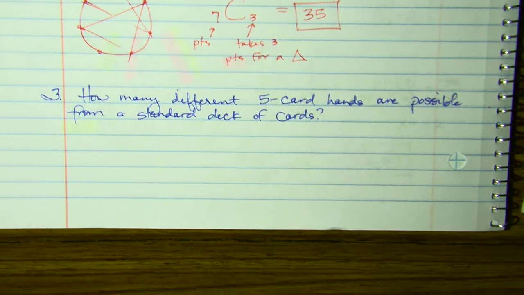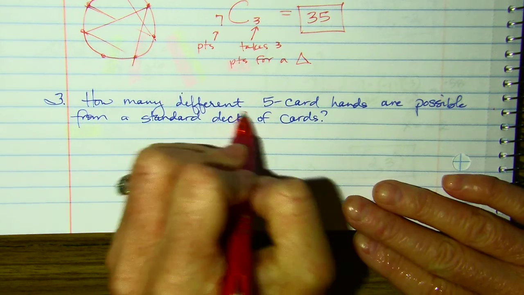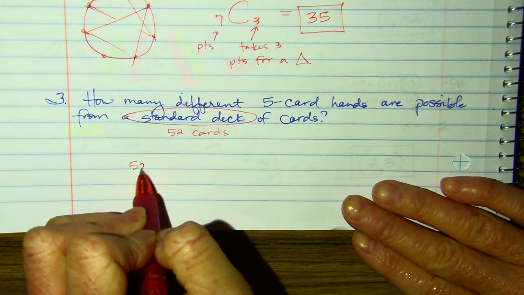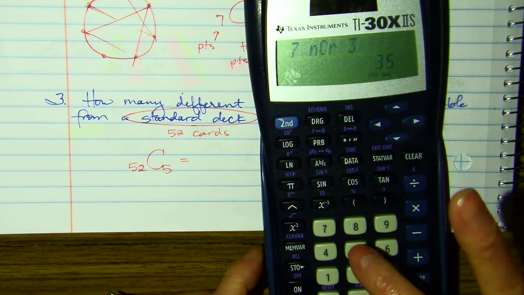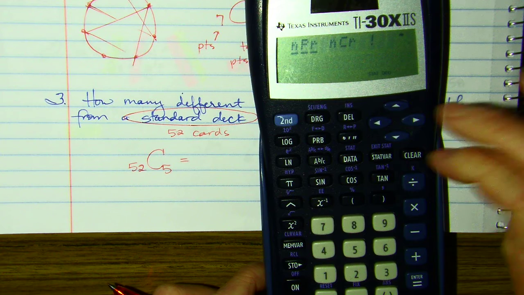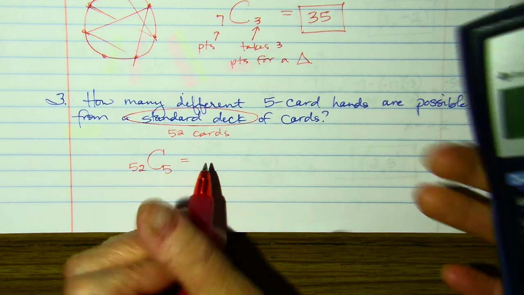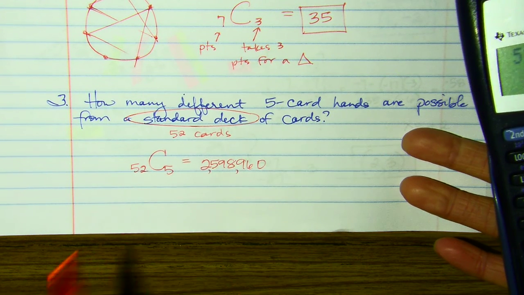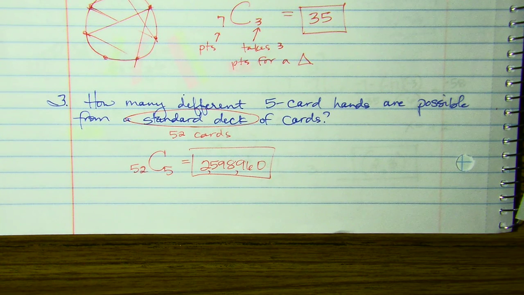How many different 5-card hands are possible from a standard deck? In a standard deck, there are 52 cards. So 52, and I'm choosing 5. Remember, I told you cards, the order doesn't matter. So 52, probability, 5, 2,598,960. That's the different number of hands you could draw or be dealt.